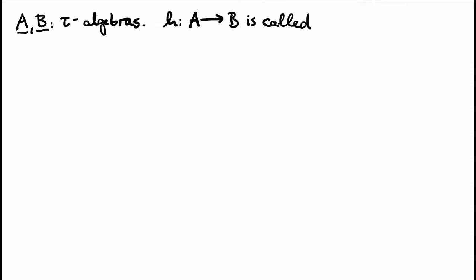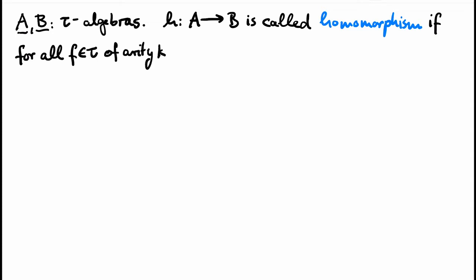We now define homomorphisms for general algebras. Again, the definition is as expected. Most of you already know it from the special case of groups, rings, and so on. Let A and B be algebras with the same signature tau. Then a homomorphism from A to B is a map h from the domain of A to the domain of B, such that for every function symbol f in the signature, say of arity k, and for all elements a1 up to ak of A, the following holds.